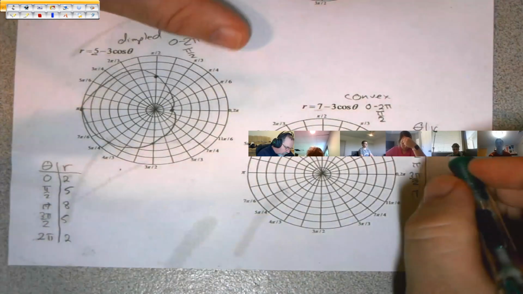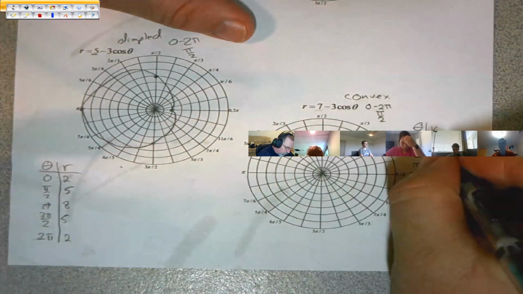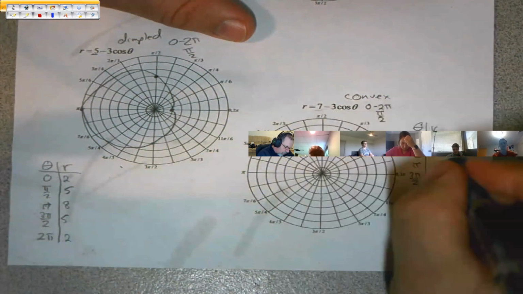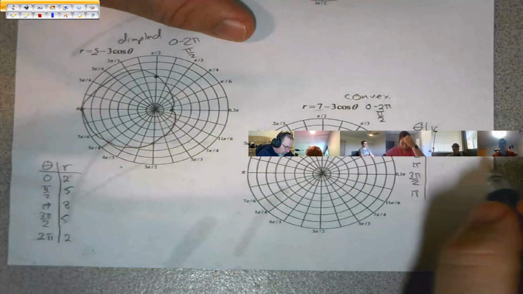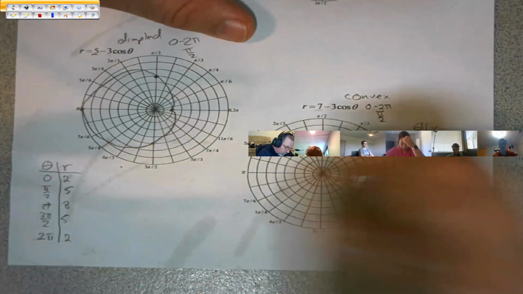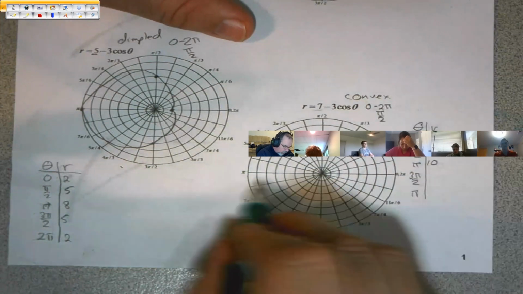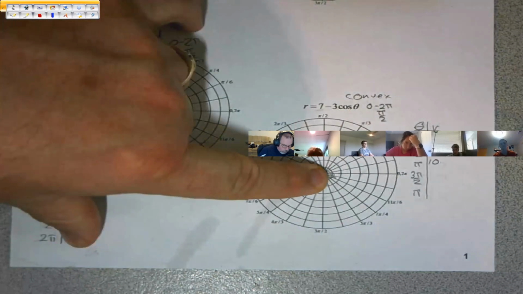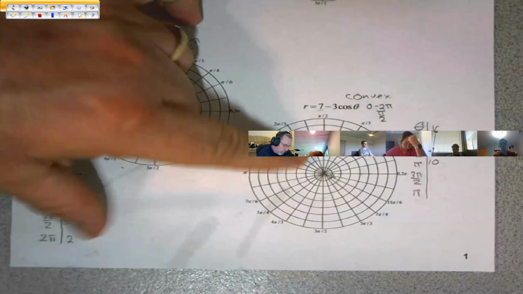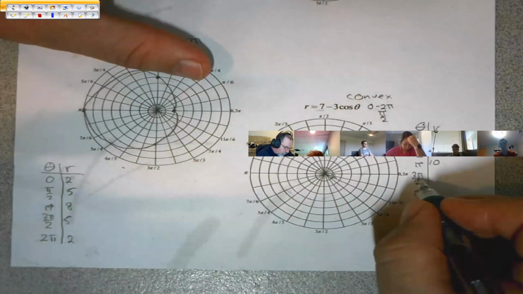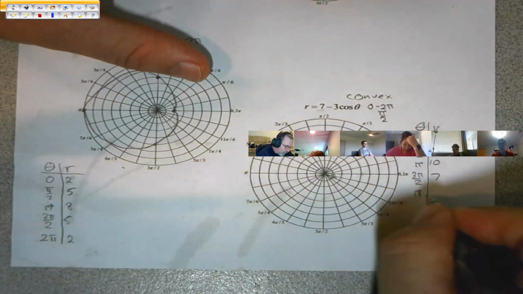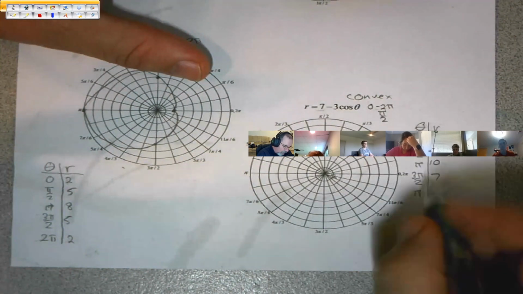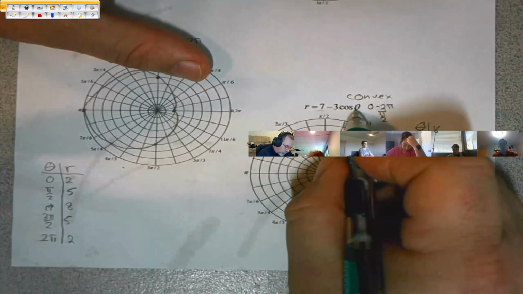All right, so cosine of 0 is 1. 7 minus 3 is 4. Pi over 2 is 0, so that's 7. Pi is negative 1, so that's going to be 7 plus 3. It's going to be 10. I don't have 10 spaces, so we're going to have to go by 2s. So I'm going to mark that with a 2. Now it's hard to read, but that says 2. So each space is worth 2 rather than 1. 3 pi over 2 is 0, so that's 7. And then 2 pi. Cosine of 2 pi is 1, so we get 4.